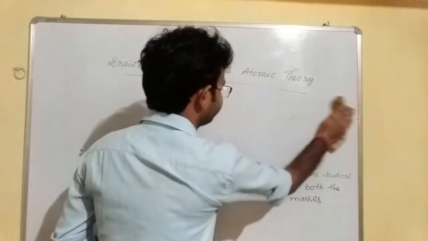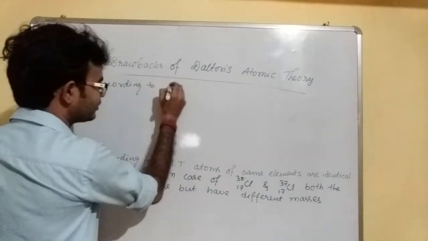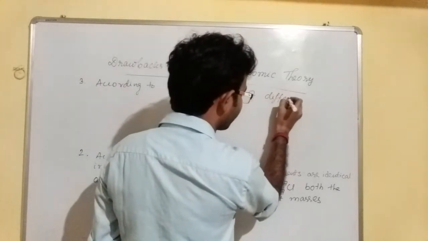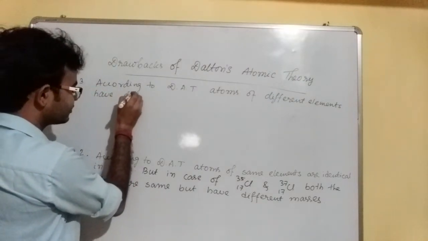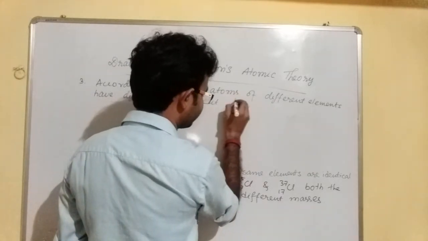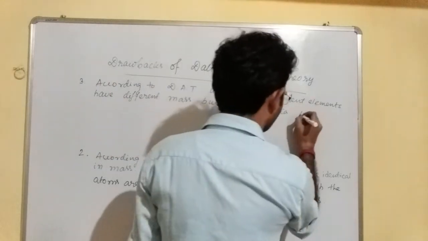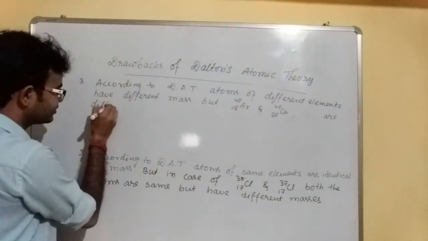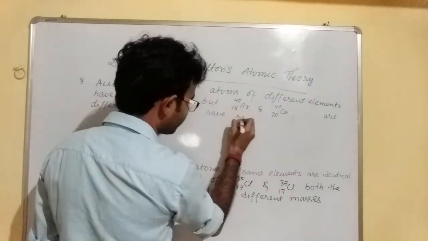Next, number 3. According to Dalton's atomic theory, atoms of different elements have different masses. But 18 argon 40 and 20 calcium 40 are different elements but have the same mass.